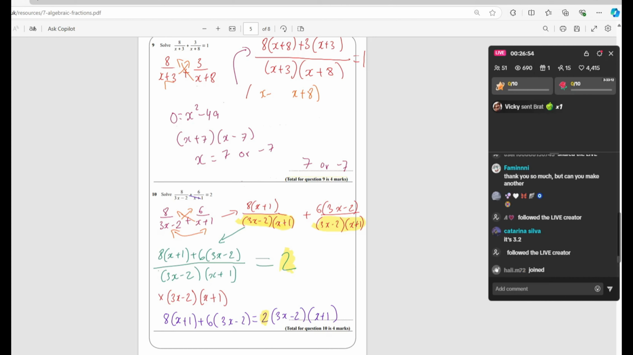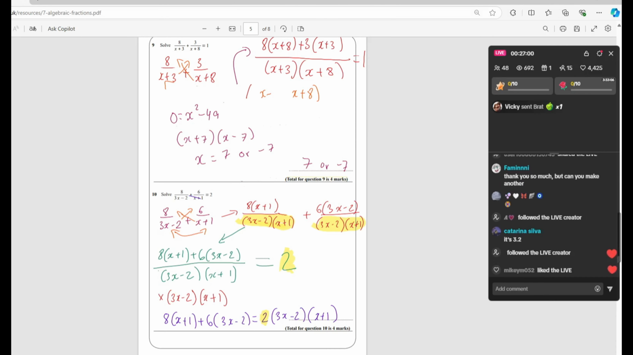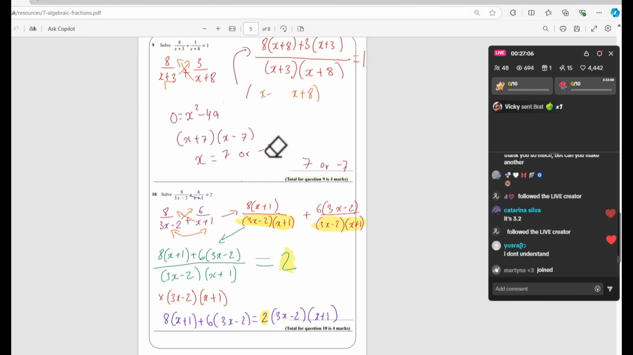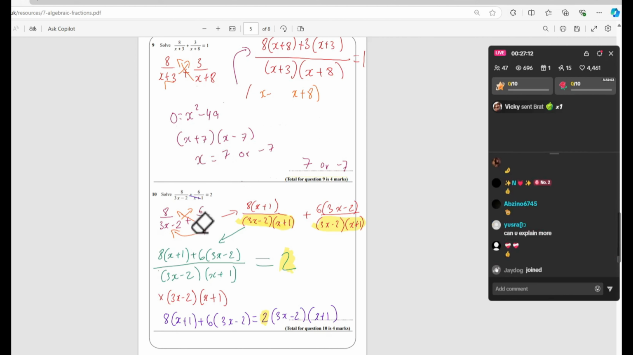So give a thumbs up if you understand how I got to this step. Good. And if you don't understand, please tell me which one you do not understand. Okay, you guys get it. Well done.